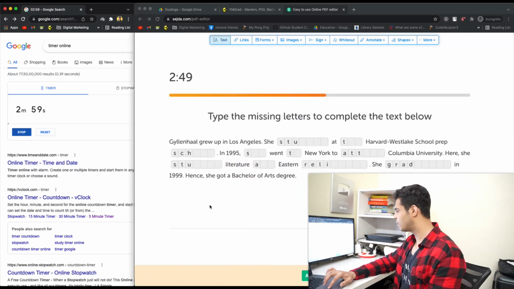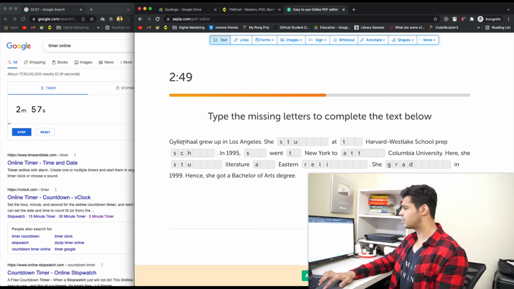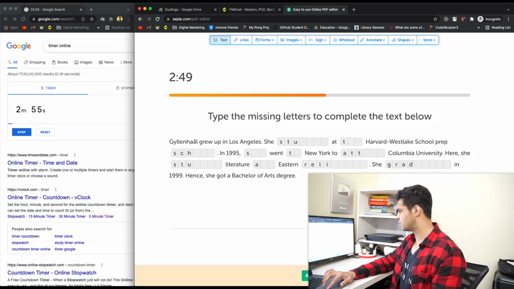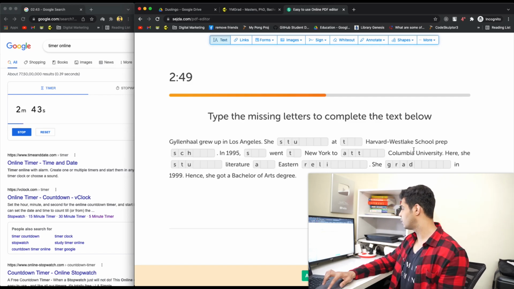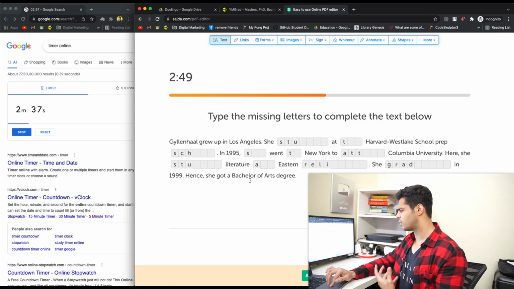Okay, start the timer. Let's just call her G, because her name seems very difficult, whatever it is. So G grew up in Los Angeles. She studied at Harvard Westlake Prep in 1995, went to New York to Columbia. She studied literature and Eastern something. In 1999, she got a Bachelor of Arts degree.